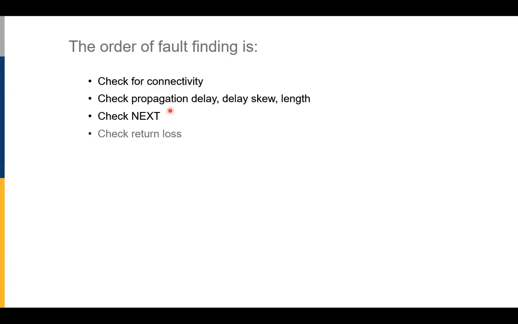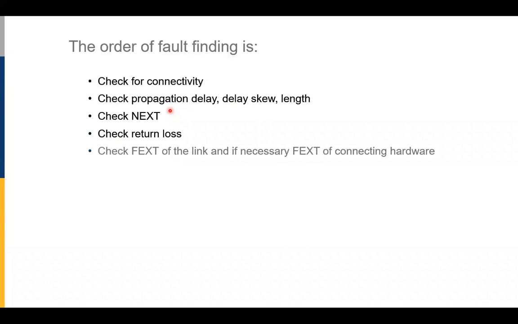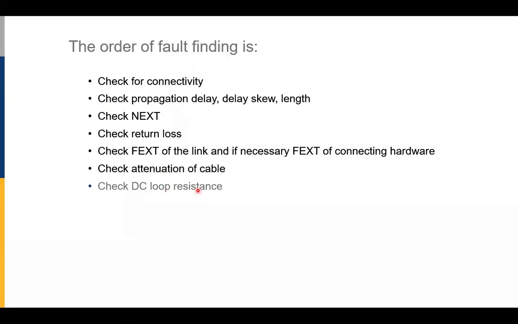Now in 10 and 100 megabits, return loss is less important because I transmit on one pair and receive on another pair. But when I go up to gigabit Ethernet, I'm going to transmit and receive on the same pair at the same time, bidirectional communication. So that reflected signal that comes back to me, that's noise, that's interference. Far end crosstalk, attenuation.